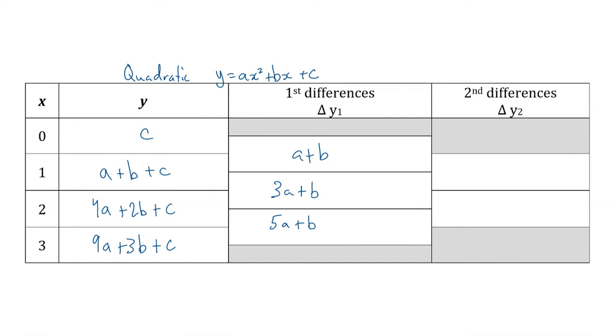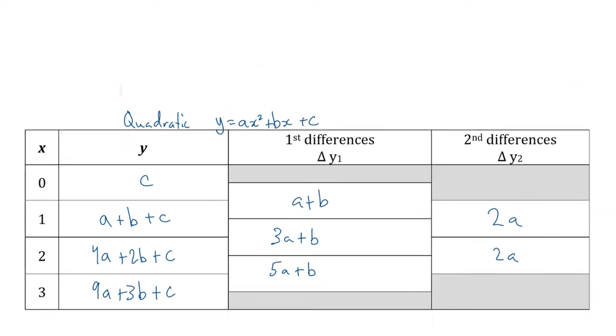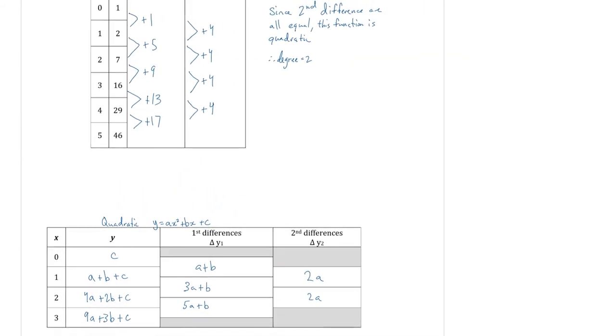3a plus b, and not the same, so we've got to keep going. Is this weird? A little bit? Kind of? It's a bit different, isn't it? 3a plus b minus a plus b: b minus b is gone, 3a minus a is 2a. Same thing, 5a minus 3a is 2a, the b's are gone. And look at that. Second differences are the same. Makes sense. We started with the general form of a quadratic equation. Now, how does this help us find our equation above? Anybody have an insight into that?